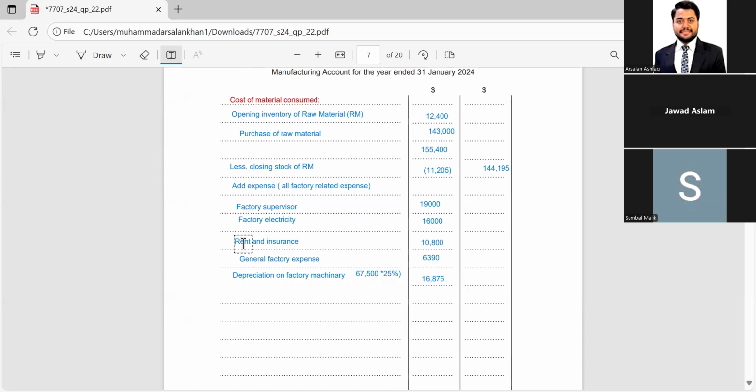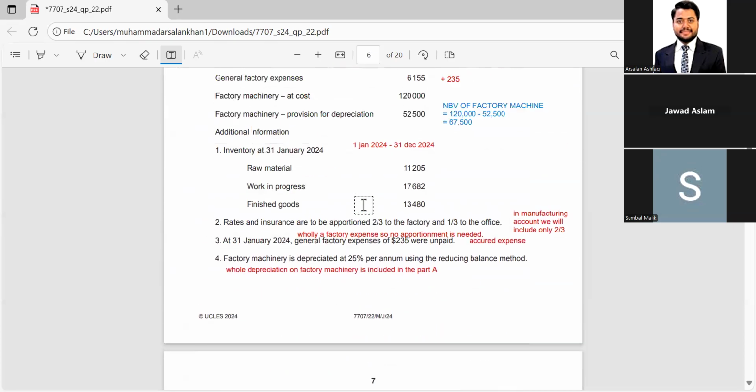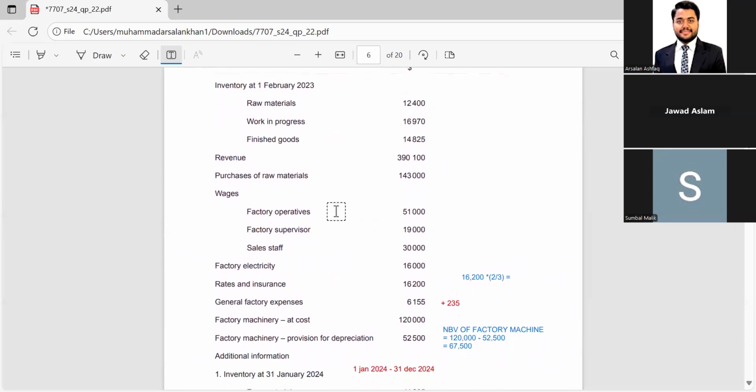Apart from these five expenses, no other expense is given which pertains to the factory. I have not taken factory operatives because these are people who work in the office, not the factory workers. I have not taken sales staff because they do not work at the factory, they work in the office. So this expense is not included in the manufacturing account. I included the factory electricity because it is a cost incurred as electricity. I included rent and insurance, but I was given the apportionment fraction, so I apportioned that and took that value in the manufacturing account.